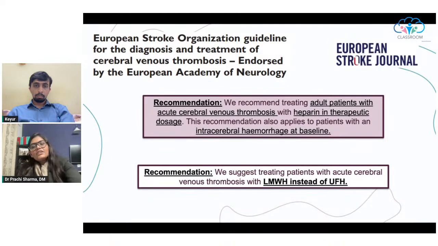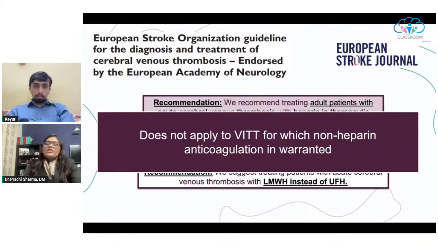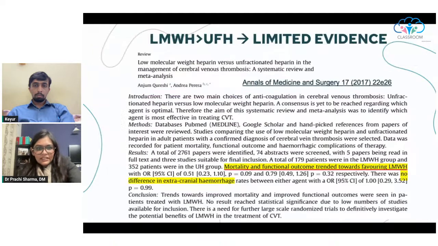And they also give a weak recommendation that you can treat patients of acute CVT with LMWH instead of unfractionated heparin. Obviously, this does not apply to patients who have developed vaccine-induced CVT, where non-heparin anticoagulation is warranted, and which is now important in the post-COVID era, where we saw a lot of increase in vaccine-induced CVTs after the use of various vaccinations like Covishield and AstraZeneca. So why we don't use heparin anticoagulation in vaccine-induced CVT is because the pathophysiology is very similar to heparin-induced thrombocytopenia, as there are antibodies against platelet factor 4 and polyanion complexes in these cases.